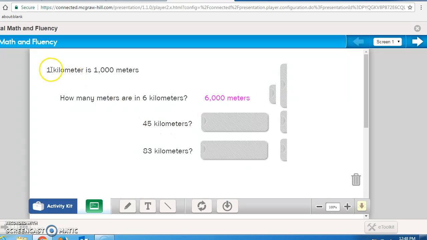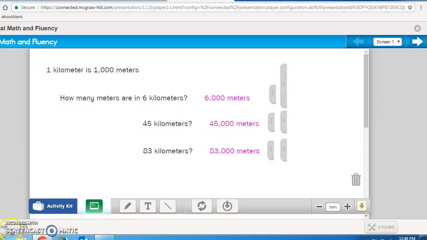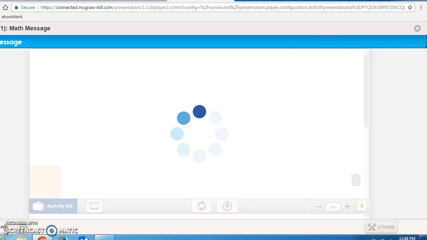45 kilometers. Again, we're putting 45 here. So how'd you do the last one? You multiplied it by 1,000. So 45 times 1,000 is 45,000. And 83 kilometers equals what? Well, 83 times 1,000 is 83,000 meters.